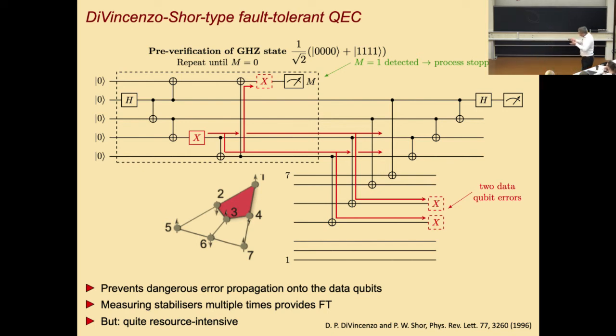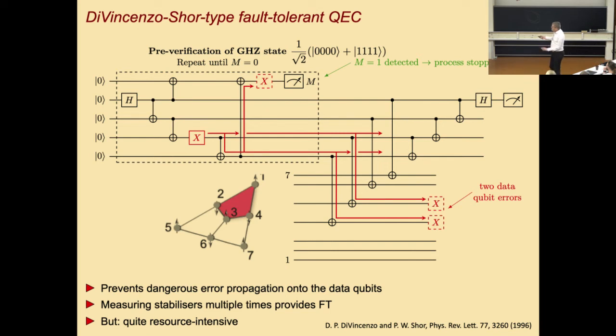And then one can show that by doing that, one can measure all stabilizers fault tolerantly. It is guaranteed that as long as there's no more than 1 error happening anywhere in these stabilizer measurements, we will not incur a logical error on our logical qubit. So that is how one can make things fault-tolerant. That's called DiVincenzo Shor-type fault-tolerant error correction. But you see, it's quite messy.